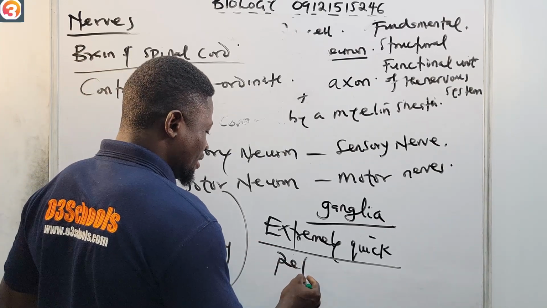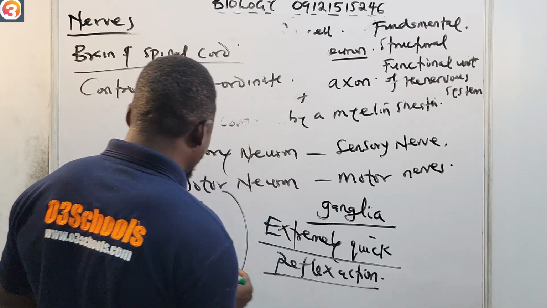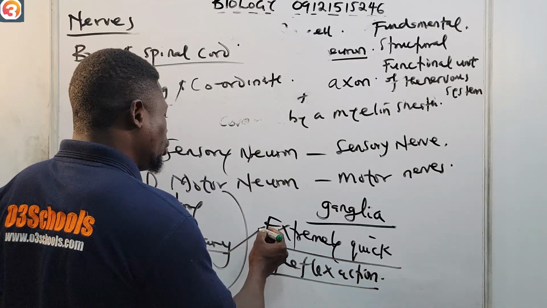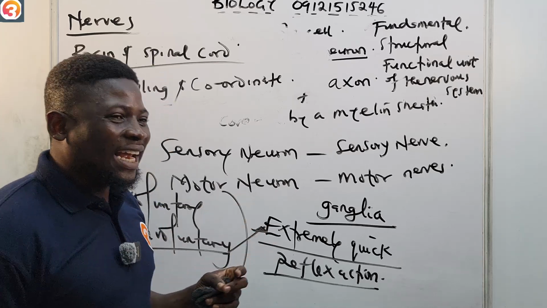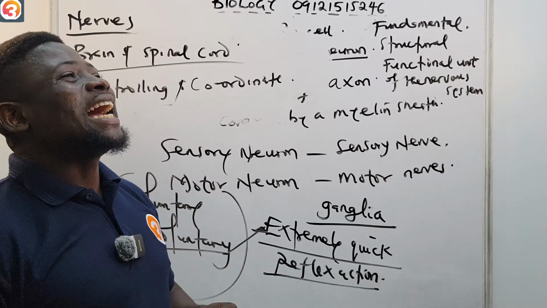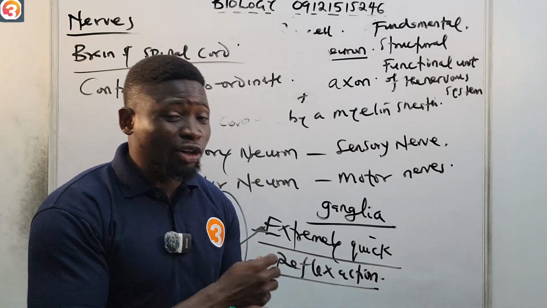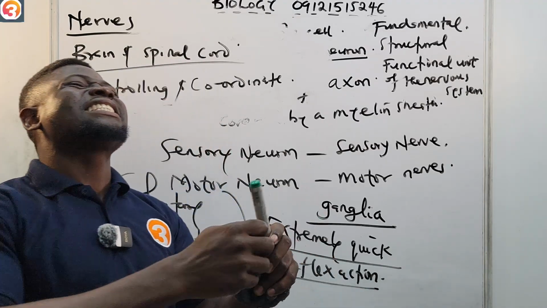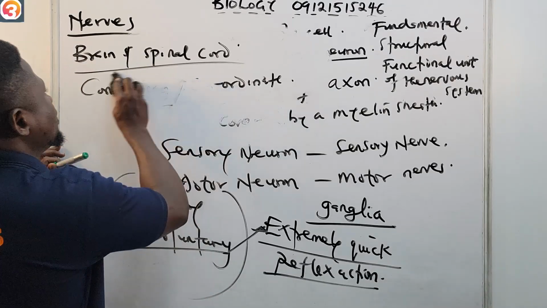The reflex action. These involuntary actions that are extremely quick are what we call the reflex action. Reflex is an involuntary and nearly instantaneous response. Involuntary and nearly instantaneous response to what? To stimuli.